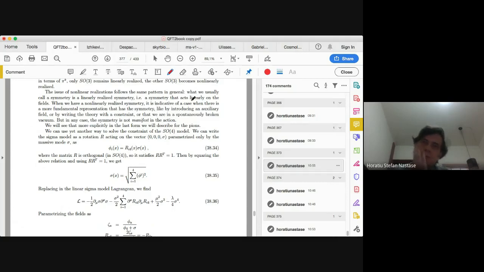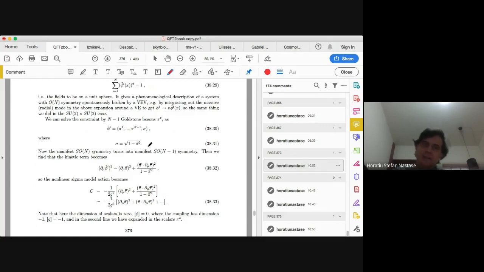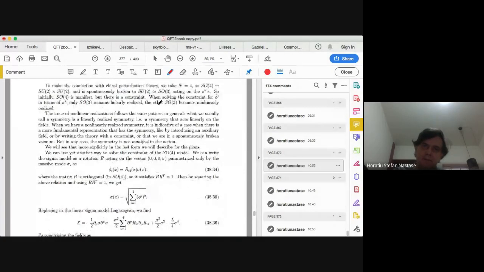Nonlinear realization means that the symmetry is there, because the original way of writing it was explicitly manifestly invariant under SO4, and also the constraint was SO4 invariant. But by solving it, it's manifestly invariant under SO3 only. So the remaining symmetry is nonlinearly realized. It's there, but we just don't see it. So that's a common, general thing.